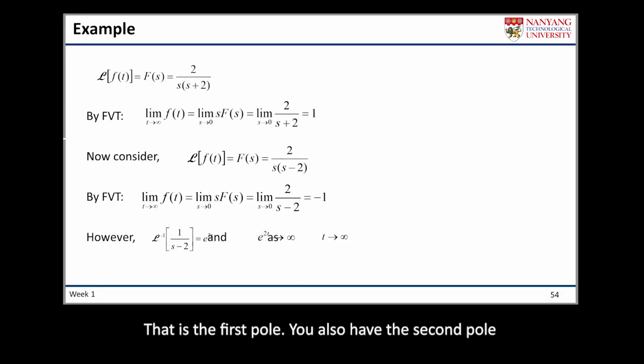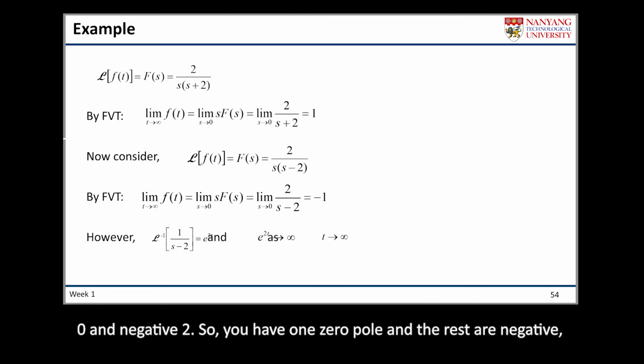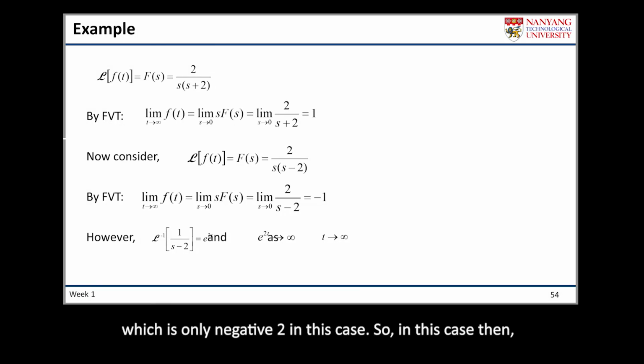You also have the second pole when s is equal to negative 2. When s is equal to negative 2, you will have 2 divided by negative 2 times 0, which is infinite. So in this function, you have two poles, 0 and negative 2. So you have one 0 pole and the rest are negative, which is only negative 2 in this case.